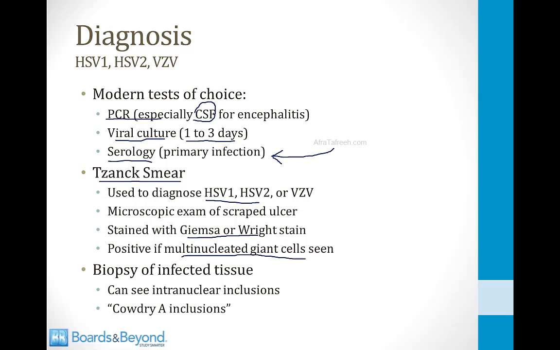And then finally, if you biopsy infected tissue, you can see characteristic intranuclear inclusions. These are called Cowdry A inclusions, and they're small, dark intranuclear inclusions on the tissue sample.